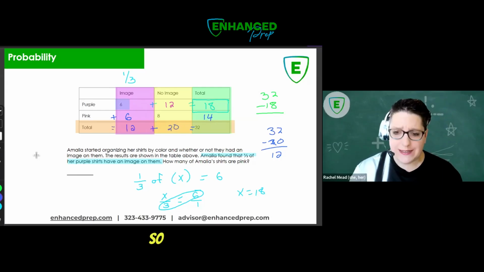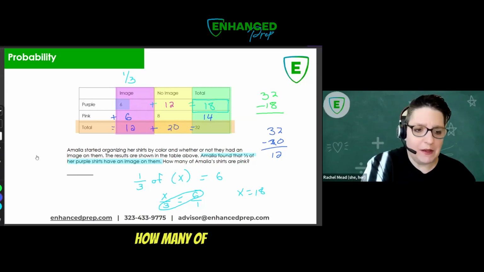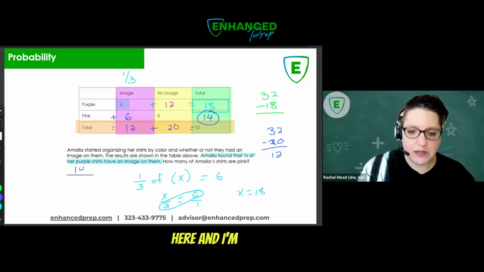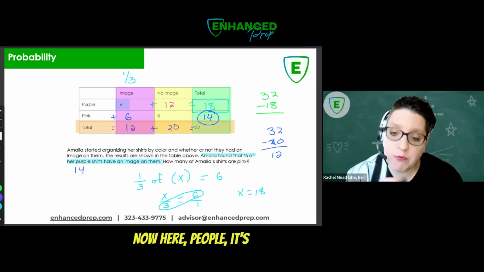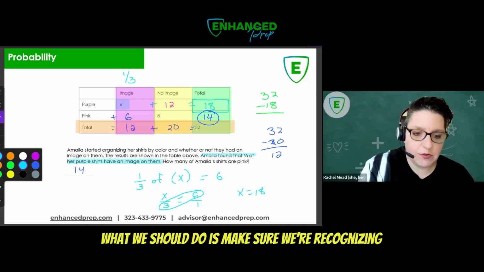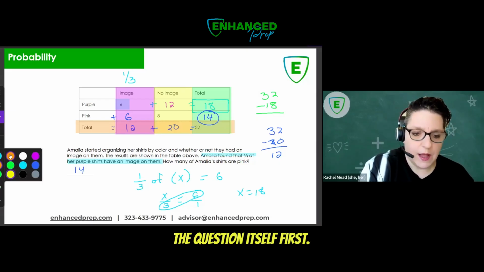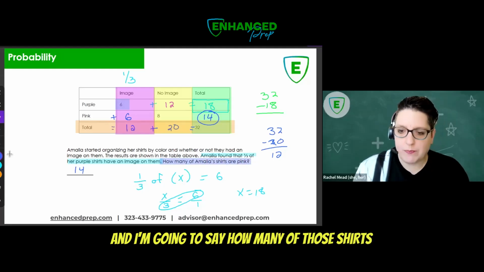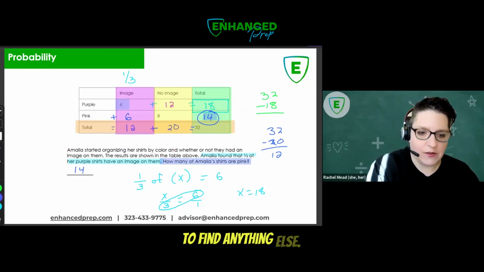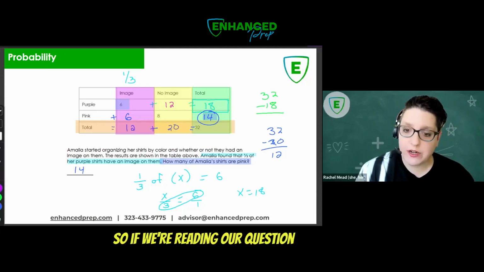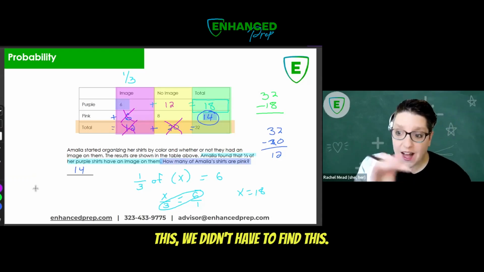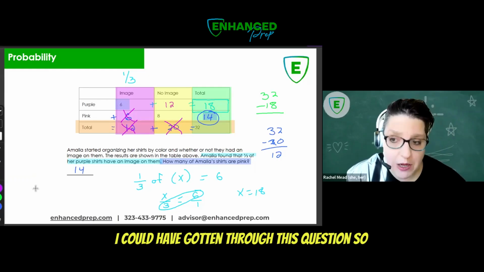All right, so what is this asking me about? How many of Amelia's shirts are pink? I can see that number coming into play right here, and I'm choosing 14. Now here, people, it's really important. What we should do is make sure we're recognizing the question itself first. I'm going to say, how many of those shirts are pink? Well, as soon as I found this 14, I didn't have to find anything else. So if we're reading our question carefully, we didn't have to find this. We didn't have to find this. We didn't have to find this. I could have gotten through this question so much faster.